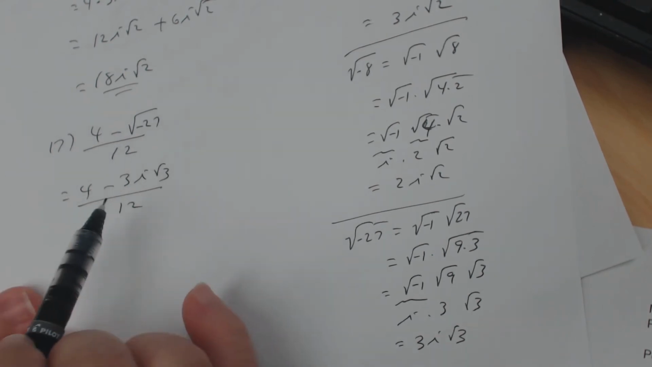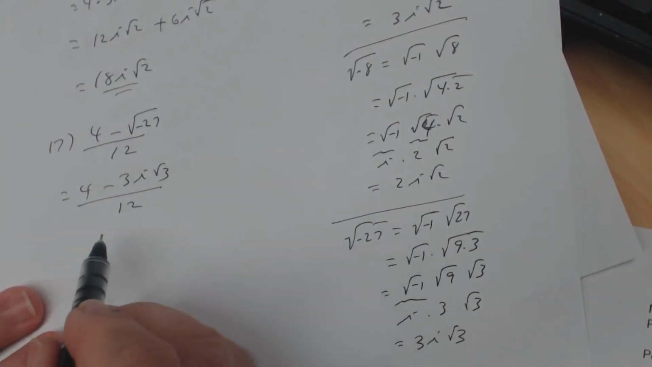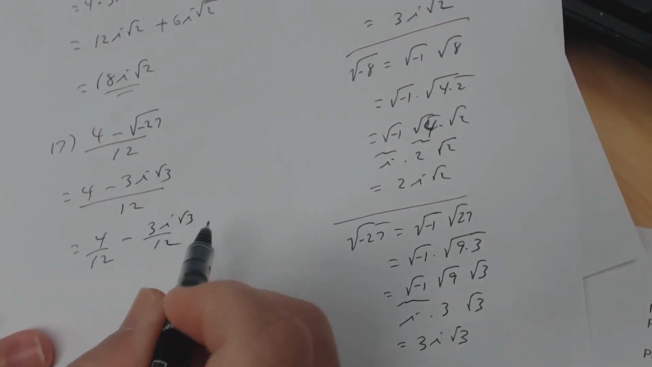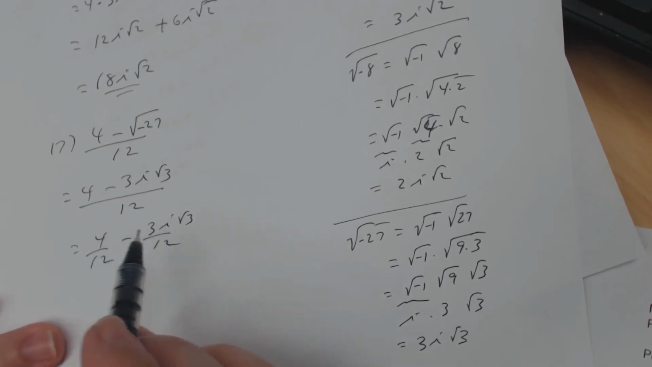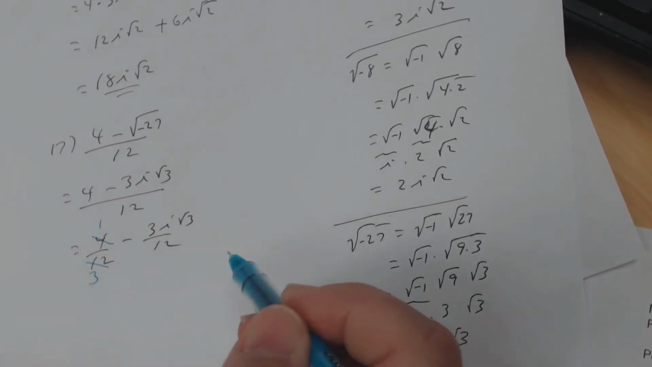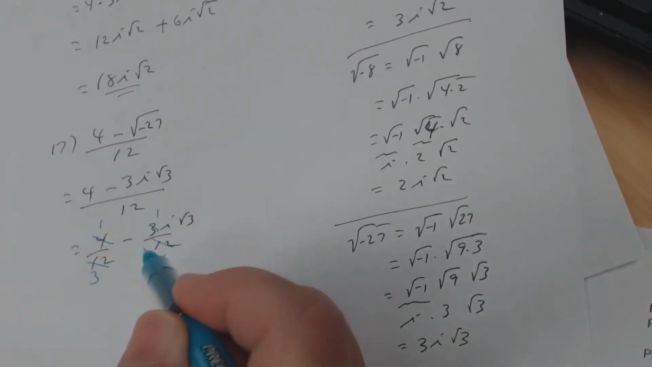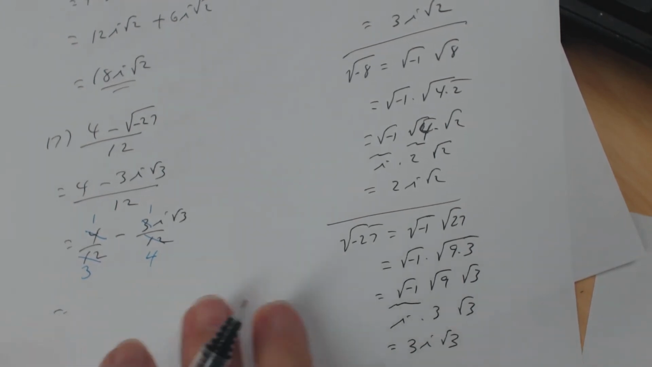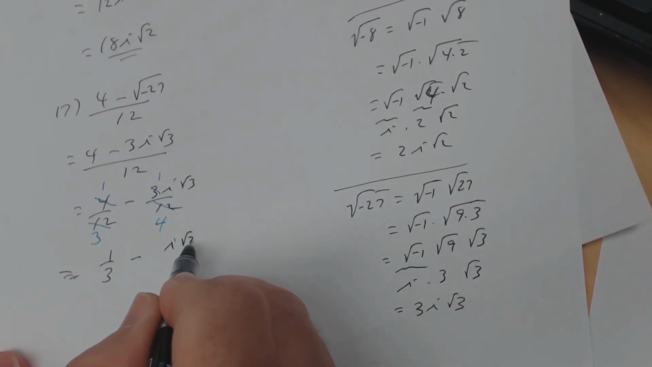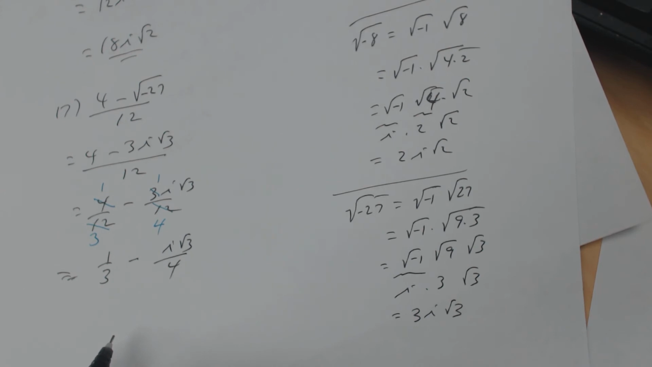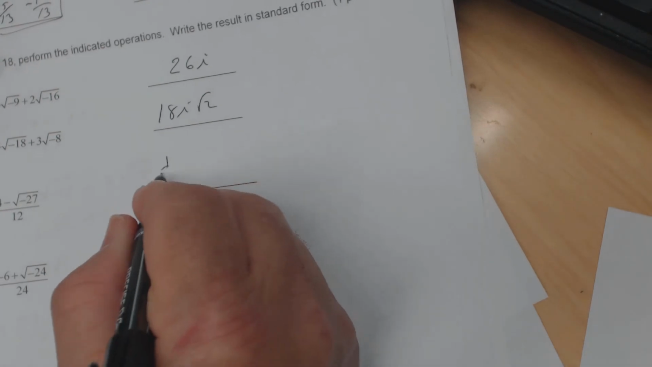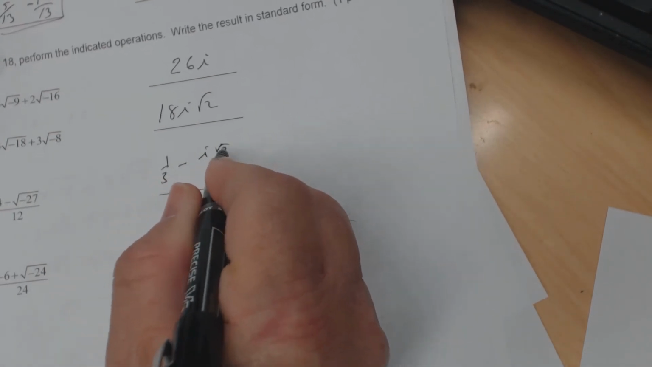Now remember the direction says to write it in standard form. So I'm going to rewrite this as two fractions: 4 over 12 minus 3i square root of 3 over 12. And then I'm going to reduce. So 4 over 12: 4 goes into 4 once, 4 goes into 12 three times; 3 goes into 3 once, 3 goes into 12 four times. So I get as an answer 1/3 minus i square root of 3 over 4. So that's your answer for number 17: 1/3 minus i square root of 3 divided by 4.